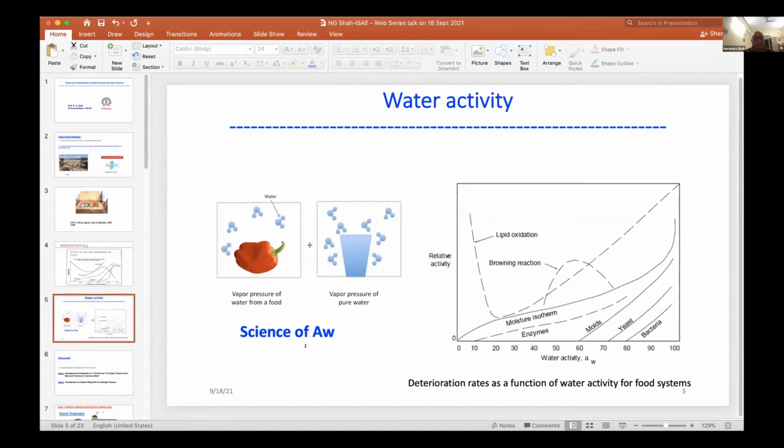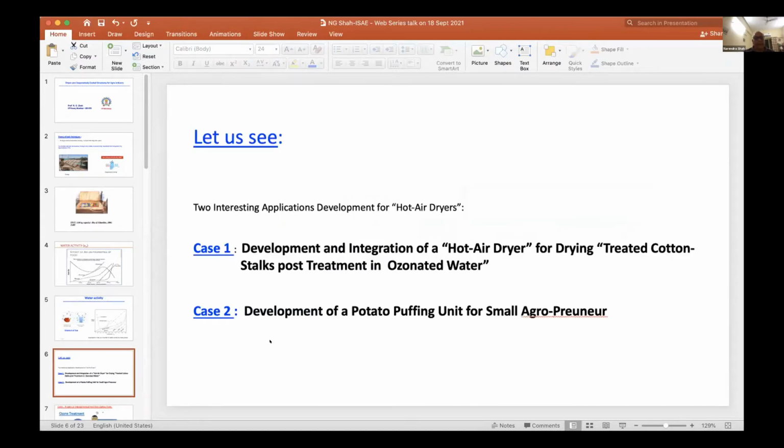So this is what we know from the science of water activity. And now the first application I'm going to tell you about is the hot air dryer, and how we integrated it or solved a problem expressed by an industry. This is such a live problem. I'll show you some images which I received just 2 days back. This is case one: development and integration of a hot air dryer for drying treated cotton stalks post-treatment in ozonated water.